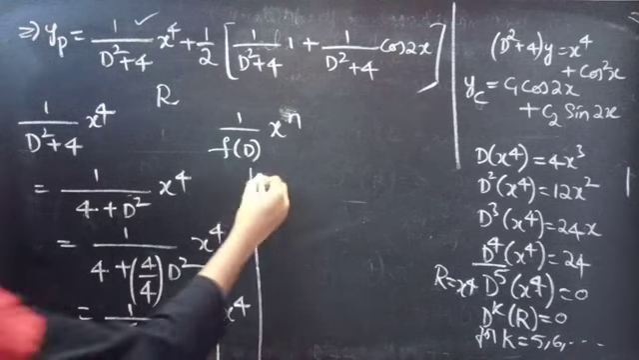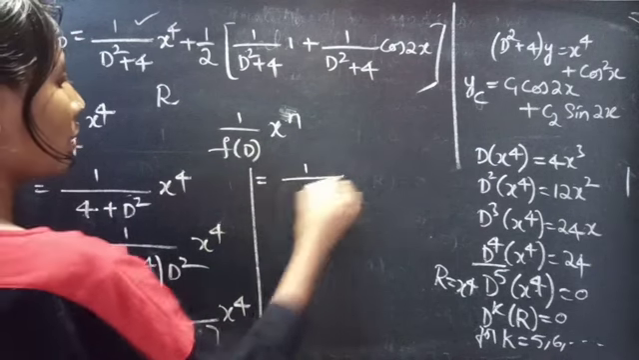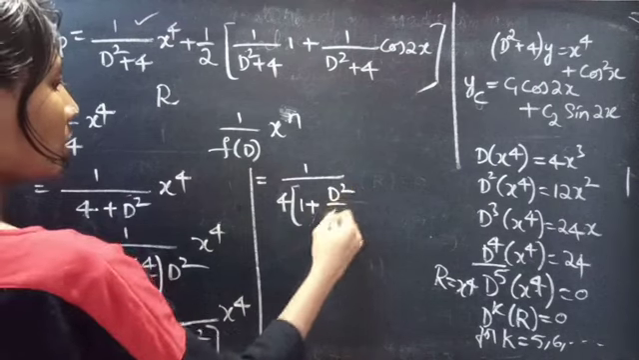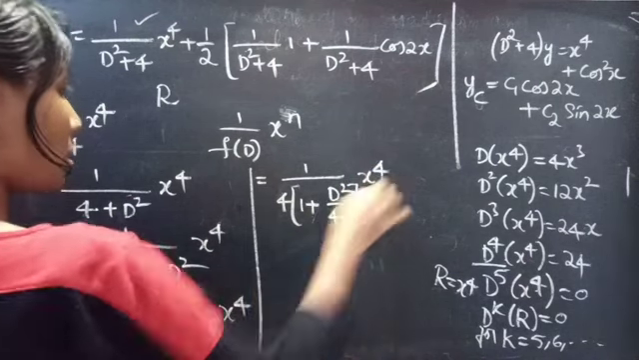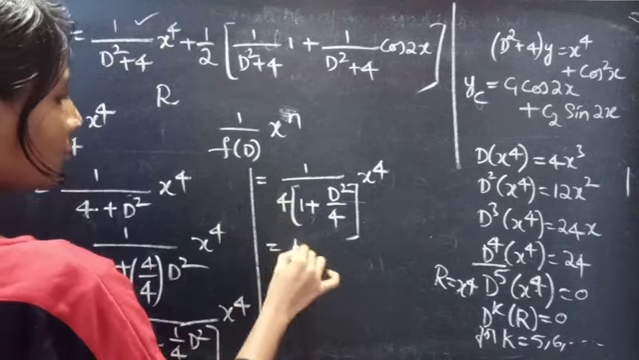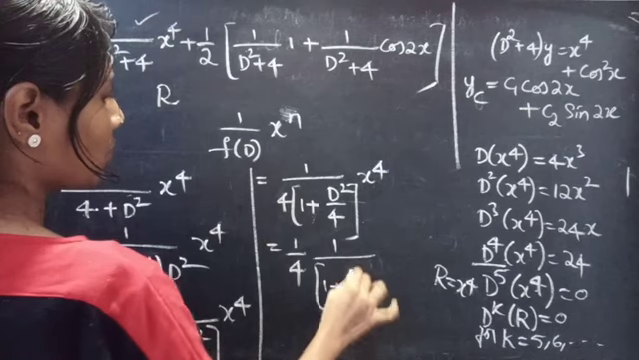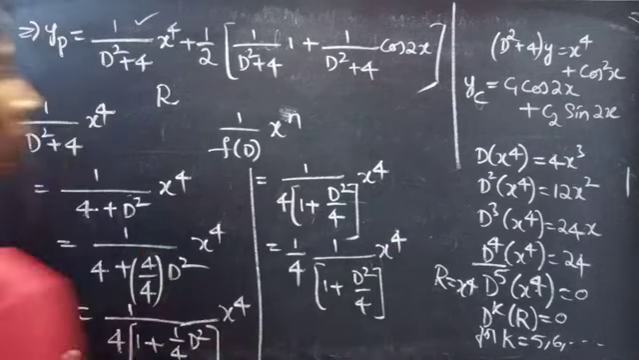Now we can write the fraction as 1 by 4 into 1 plus d square by 4 into x power 4. Now split the fraction into two fractions: 1 by 4 into 1 by 1 plus d square by 4 into x power 4.